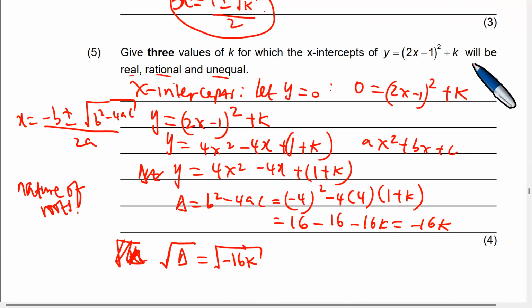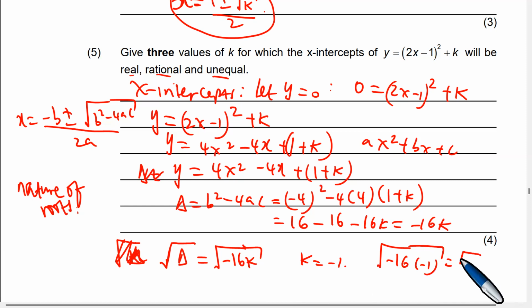Then we come to this: three values of k. You must just think of three values of k such that these would actually be real, rational, and unequal. So you want these to be real numbers. If k is minus 1, then you have the square root of 16, which is 4.